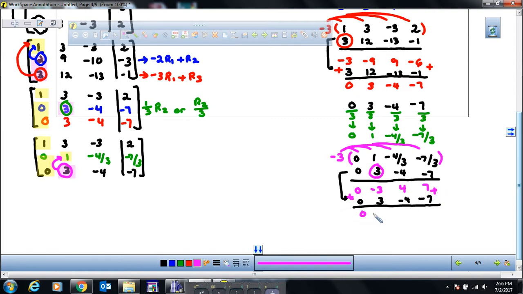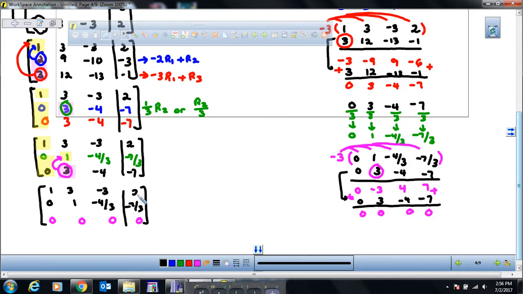Everything here is going to become a 0. So the bottom row becomes 0, 0, 0, and 0. I'm just going to bring down the other two rows: 0, 1, negative 4/3, negative 7/3, and the top, which is 1, 3, negative 3, and positive 2. So, what is the operation that I used to change these numbers into these numbers? I multiplied the second row by negative 3, and then I added it to the third row.